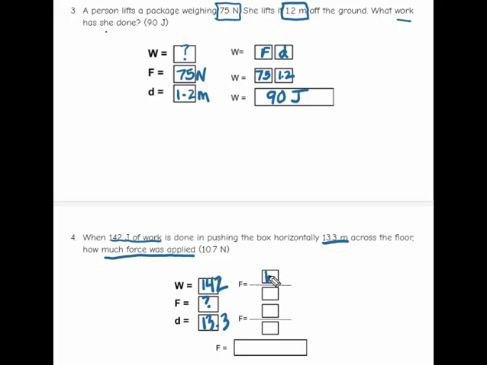So remember, the equation for force is work divided by distance. And we established, based on reading our problem, that our work was 142 and our distance was 13.3. So this means, when I type it into my calculator, we get 10.7 newtons of force.